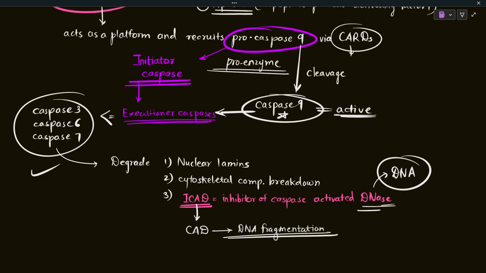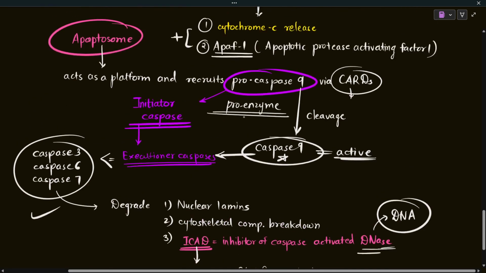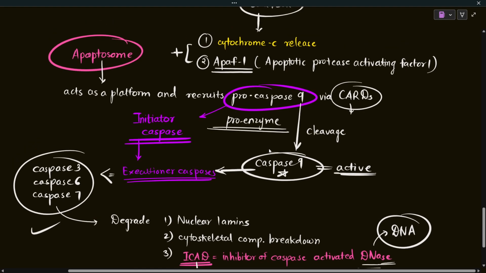So once the DNA gets fragmented, once all of the proteins get fragmented, the cell blebbing happens, and then it forms apoptotic bodies, which will be engulfed by the phagocytes. So this is how a cell will be killed. A cell will perish very cleanly. This is a very clean process because it won't elicit any kind of immune response. It won't provoke the immune system to exhibit inflammation. So that is why this is a tightly regulated process. So this was the intrinsic pathway. The intrinsic pathway is mitochondria mediated.